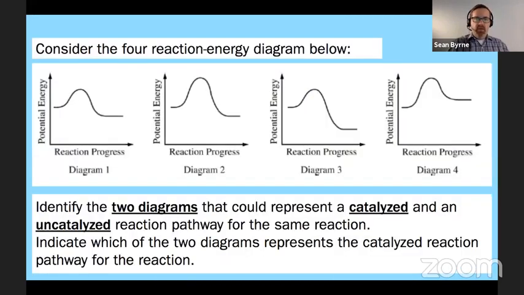Okay. So a question like this was a really cool free response question on a test a couple of years ago, where you were given 4 different diagrams and you were asked to identify the 2 that could represent a catalyzed and an uncatalyzed reaction pathway for the same reaction. So what they did was separate out my lines from the earlier graph and ask which of the 2 diagrams represent the catalyzed and which is the uncatalyzed reaction. So take a second to pause if you need to and take a look at this question.